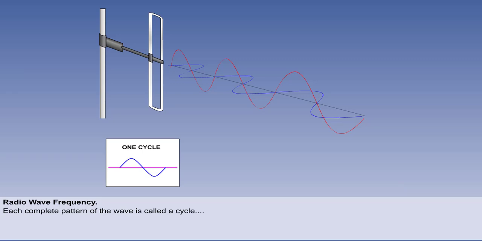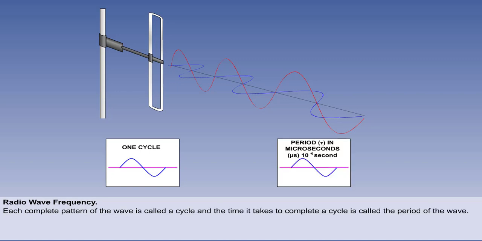Let us now look at some of the characteristics of radio waves, starting with frequency, represented by the letter F. We know that electric fields flowing out of an antenna follow a wave pattern, and this is called a sinusoidal wave. Each complete pattern of the wave is called a cycle. The time it takes for each cycle to be completed is called the period, represented by the Greek letter τ.